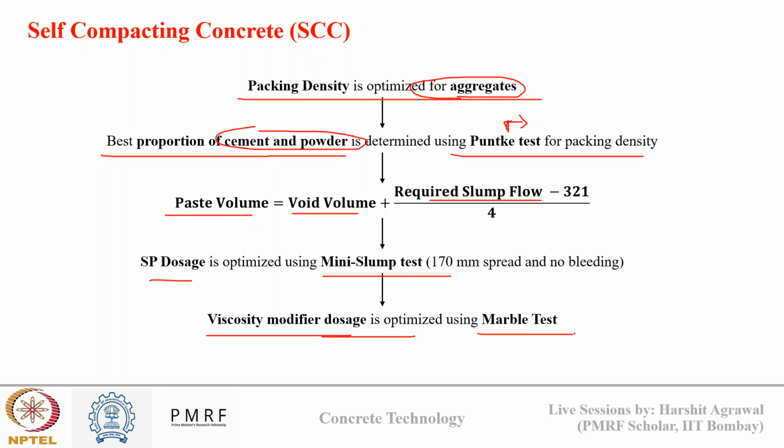First we are optimizing the aggregate packing density, then we are optimizing the binder packing density, then we are selecting the paste volume required, then we are optimizing the SP dosage, and then we optimize the viscosity modifying admixture dosage.